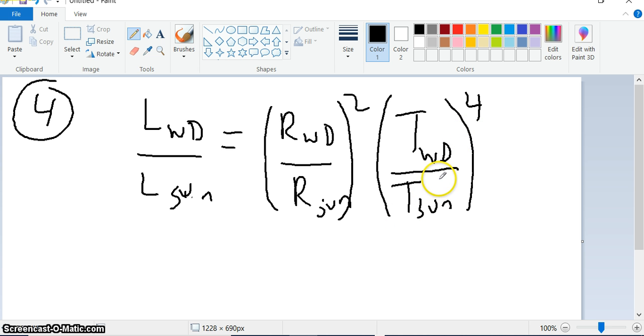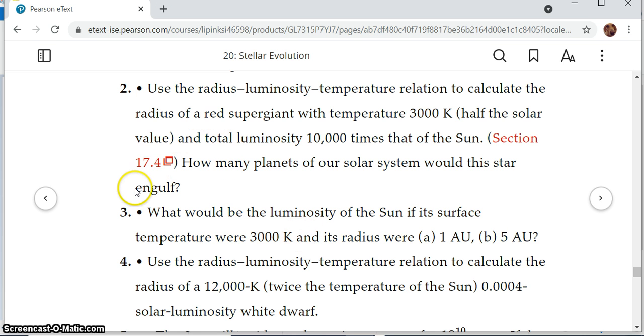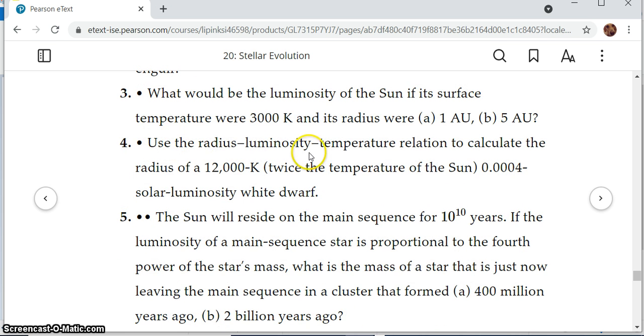Here's our problem. This is number 4. Use the radius, luminosity, and temperature relationship to calculate the radius of a 12,000 Kelvin, twice the temperature of our sun, and a 0.0004 solar luminosity white dwarf. So what are we trying to figure out? We're trying to calculate the radius.